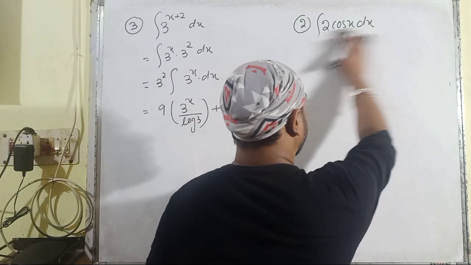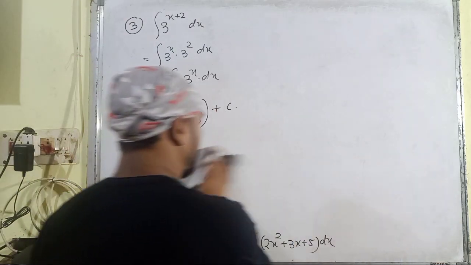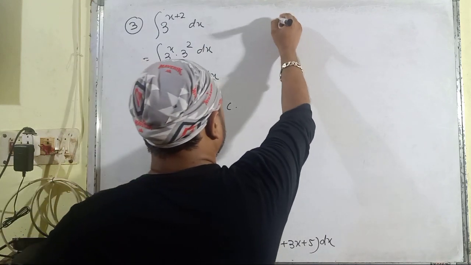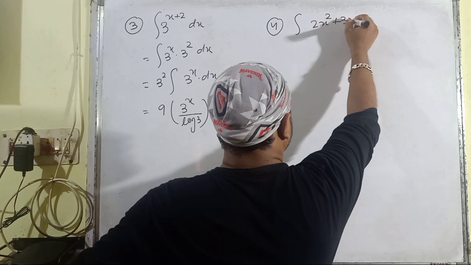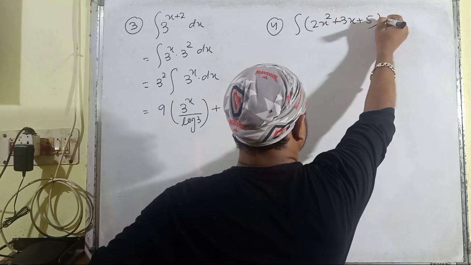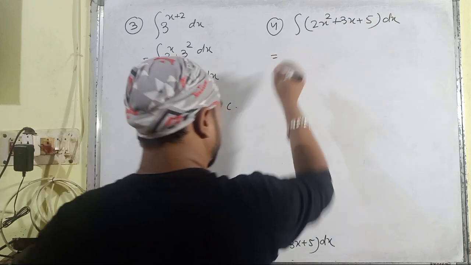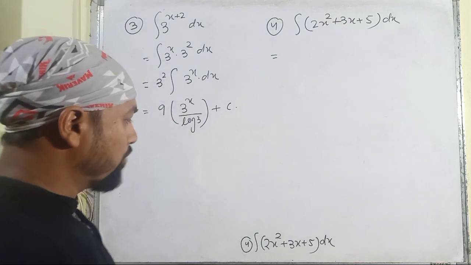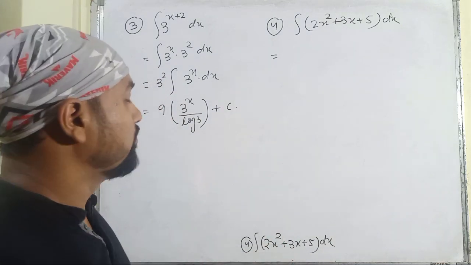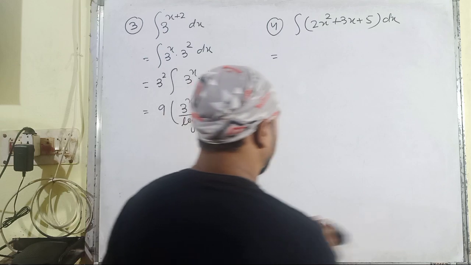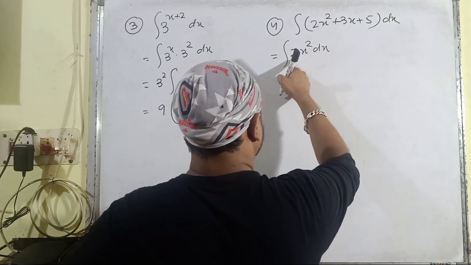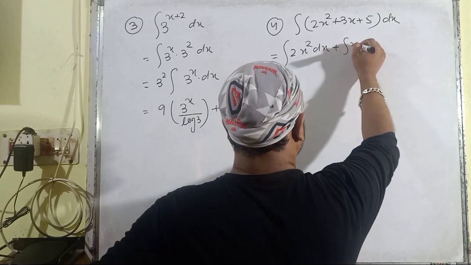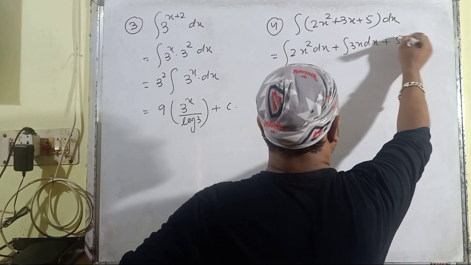Then coming to problem number 4. Here we have to apply property number 3 of algebra of integration. Integral of 2x square dx plus integral of 3x dx plus integral of 5 dx.